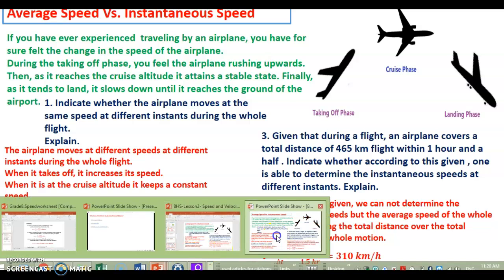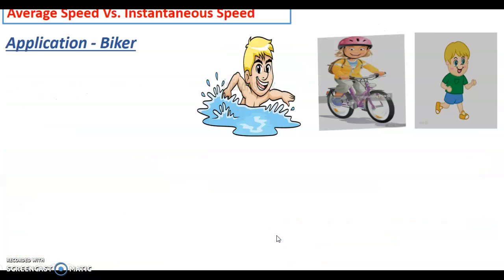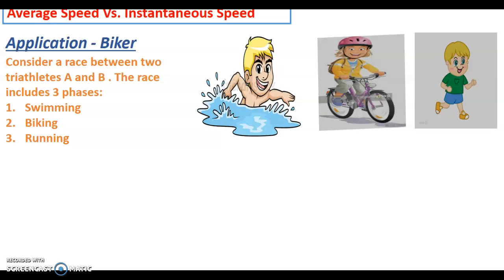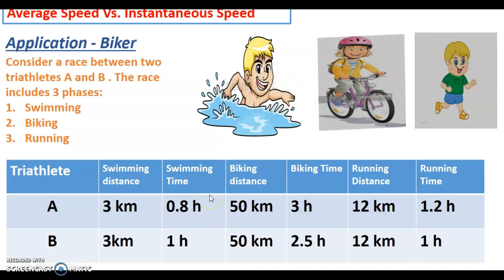Now, application. Consider a race between two triathletes A and B. The race includes three phases: swimming, biking, and running. Triathlete A, triathlete B. The swimming distance is the same for both, the biking distance is the same for both, and the running distance is the same for both.